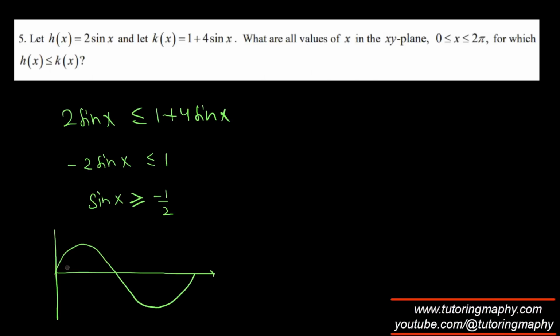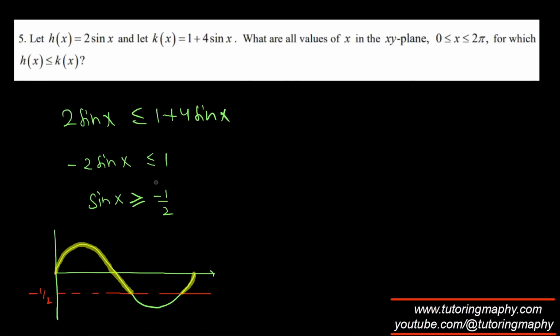So I'm going to make a sine graph over here. This is the sine curve. Negative 1 over 2 is somewhere over here. And I want it to be greater than or equal to negative 1 over 2, which means that it is something like this. It should be above the red one, in other words.